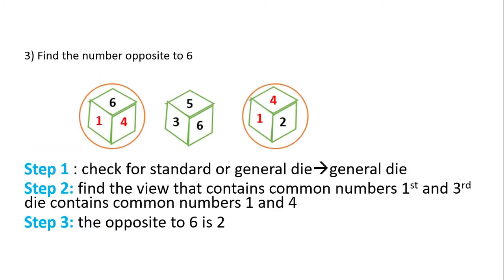The third problem, find the number opposite to 6. This is a very easy question. Here they have given three different views of a die. In the first die and third die we have two common faces containing the same numbers, that is 1 and 4. So the opposite side of 6 is 2.